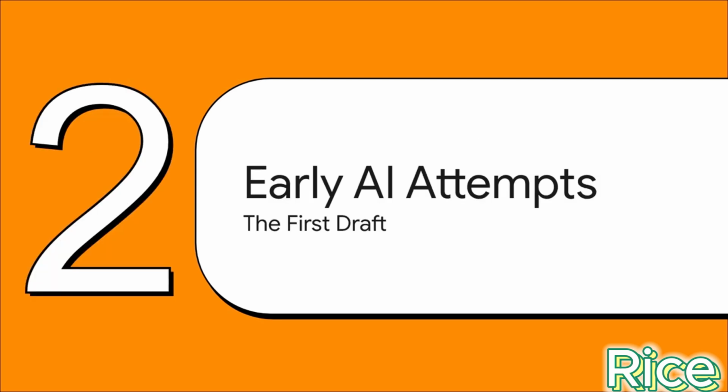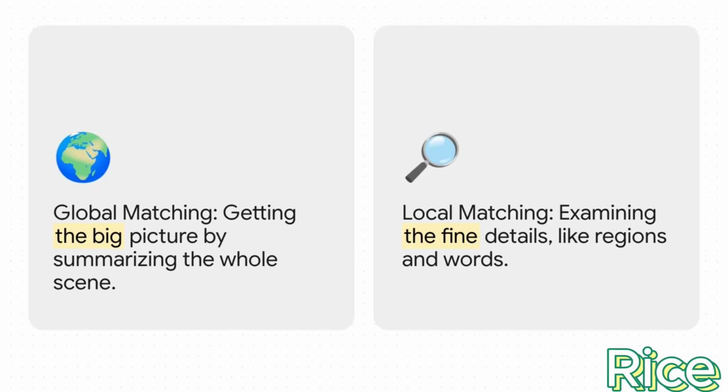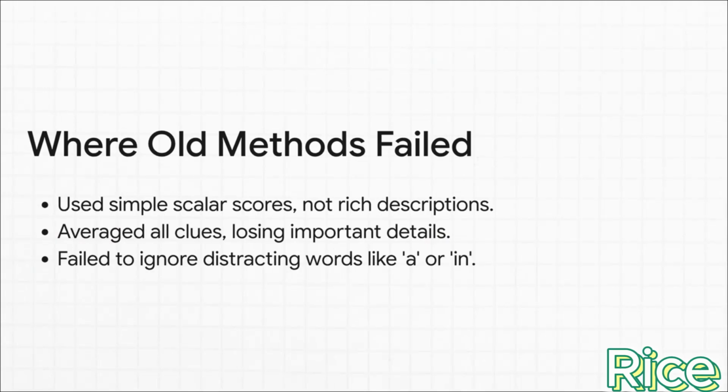Okay, so how did the first AI detectives even try to tackle this? Well, they started with a couple of basic techniques. You can think of this as the rough first draft of their investigation. So on one hand, you had global matching. This is kind of like a detective just glancing at the whole crime scene and getting the gist of it: looks like a dog in a field. Then, on the other hand, there was local matching. This is where the detective pulls out the magnifying glass and compares every little piece of evidence. This specific patch of fur to the word dog, this blade of grass to the word green. Super detailed. But these early methods, they had some pretty big problems.